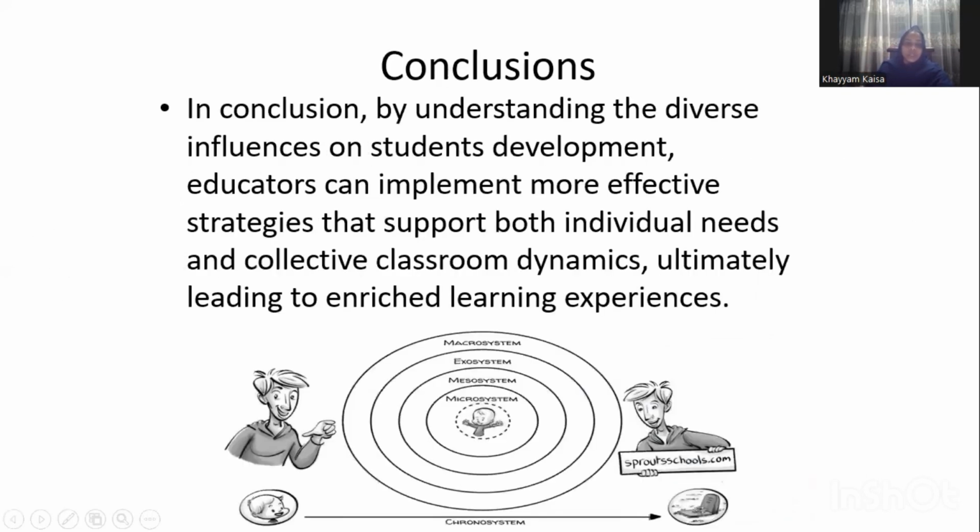So, as a conclusion, I can say that by understanding the diverse influences on students' development, educators can implement more effective strategies that support both individual needs and collective classroom dynamics, ultimately leading to enriched learning experiences.